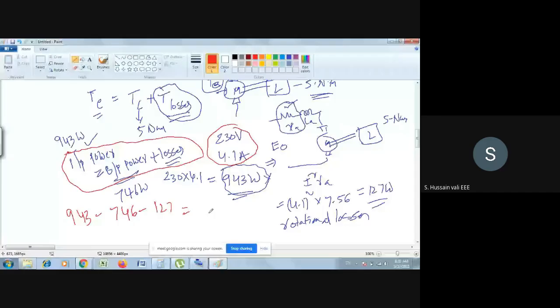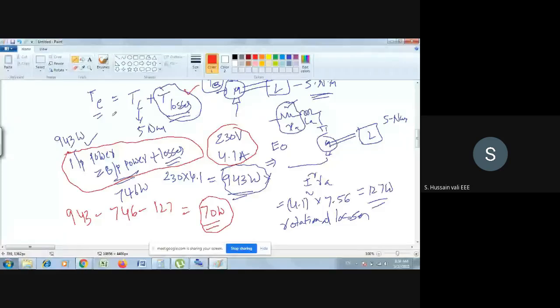Whatever we get here is nothing but the rotation loss. How much will we get for rotation loss if we do this? We will get 70 watts. So this is the rotation loss. Why are we finding out the rotation loss here? We need to understand why. Because we want to find out the torque because of the rotation loss. Then only we will add this to the load torque, and then only we will get the electromagnetic torque.